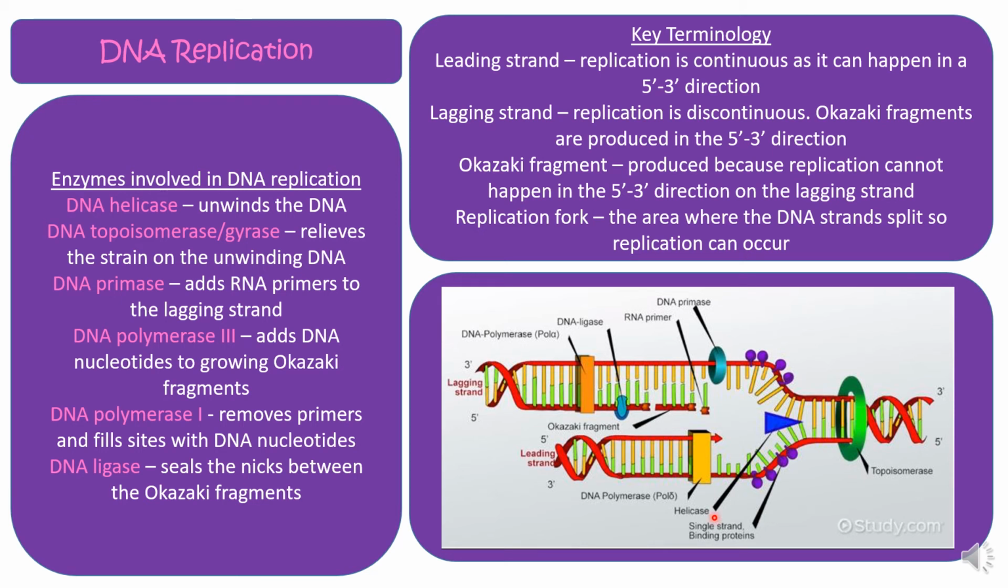Helicase is here, this blue triangle. You've also got this one here, which is called DNA topoisomerase, or sometimes referred to as gyrase. What this does is, as you unwind your DNA strand, it relieves the strain, because if you unwind something really quickly, the strain in it bunches up. So it relieves the strain on the unwinding DNA.